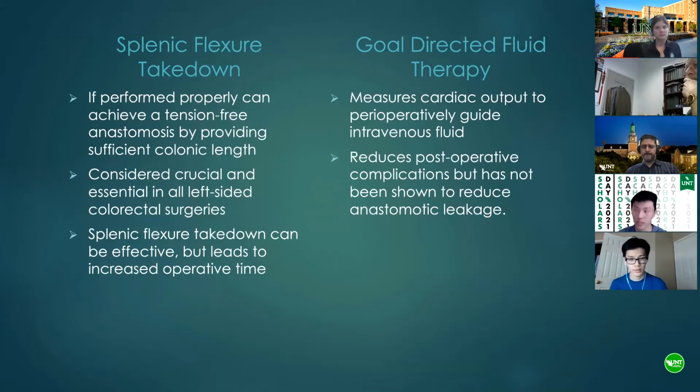So two more types of techniques are splenic flexure takedown and goal-directed fluid therapies. For splenic flexure takedown, if it is performed properly, it can achieve a tension-free anastomosis by providing sufficient colonic length. This technique is effective, but it can lead to increased operative time, which can lead to other risks. For goal-directed fluid therapies, it measures cardiac output to perioperatively guide intravenous fluid. Although this has been shown to reduce postoperative complications, it has not been shown to reduce anastomotic leakage.